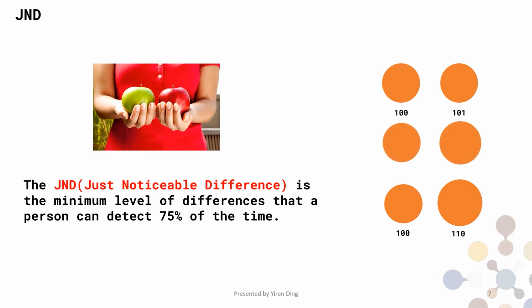And how about this new pair? If you can tell the differences of the circles of this new pair, your JND will be between 1 pixel and 5 pixels, and if not, your JND will be between 5 pixels and 10 pixels.